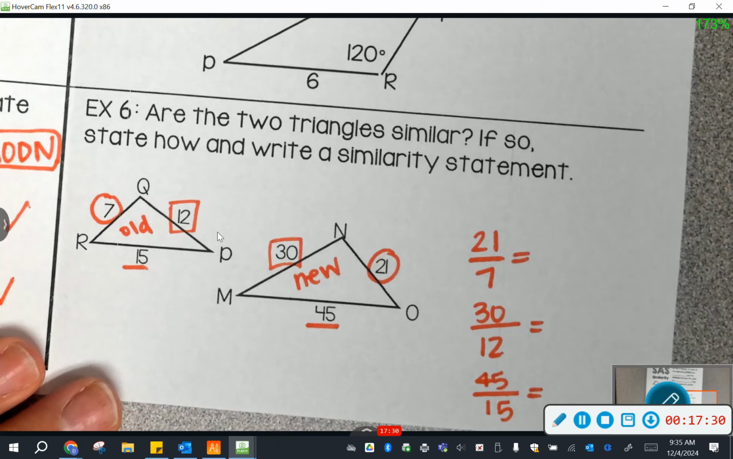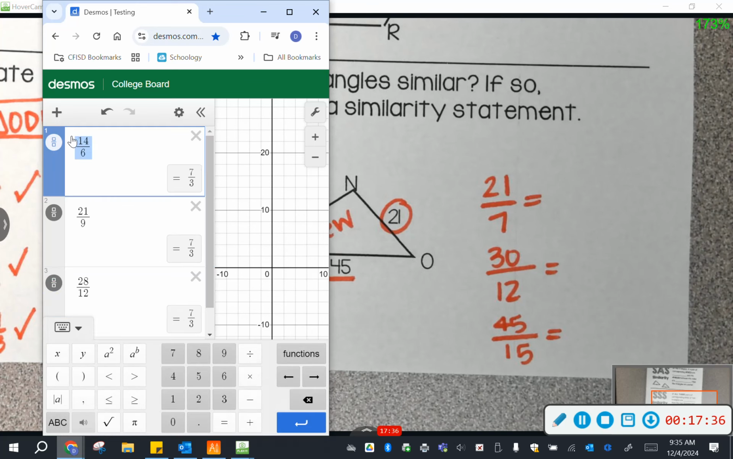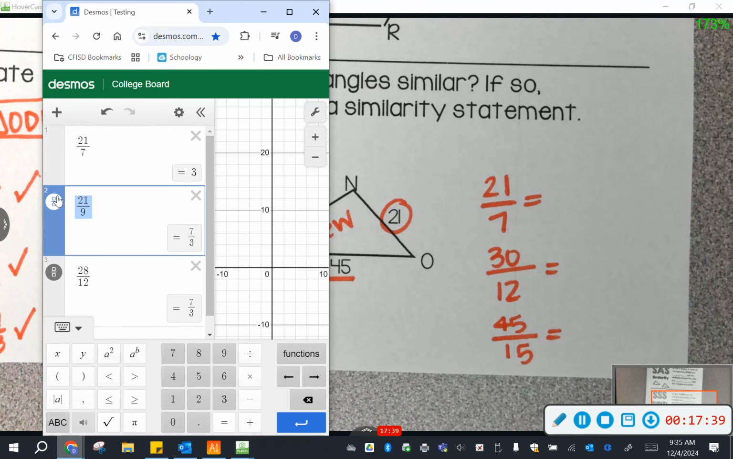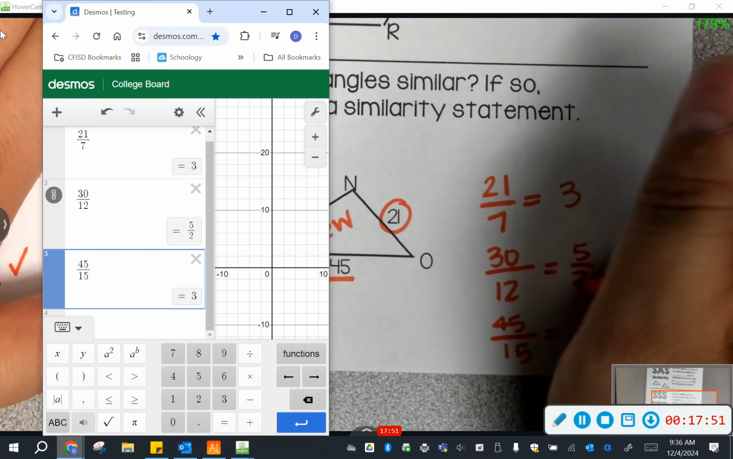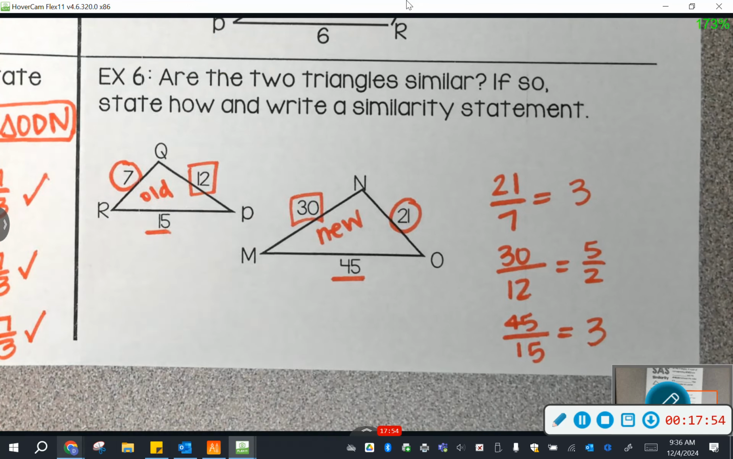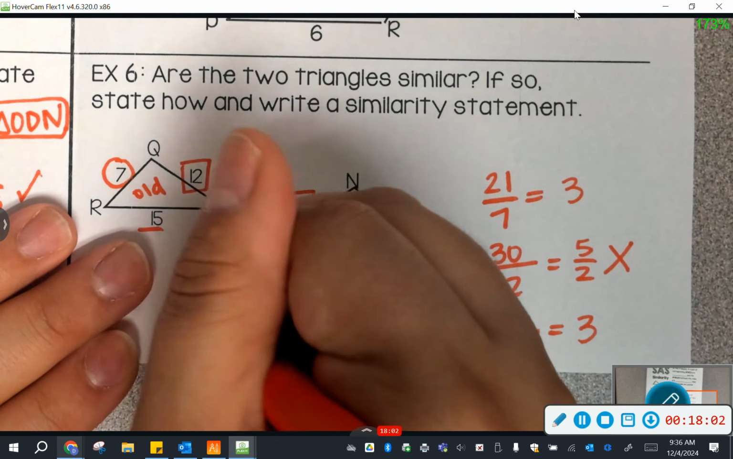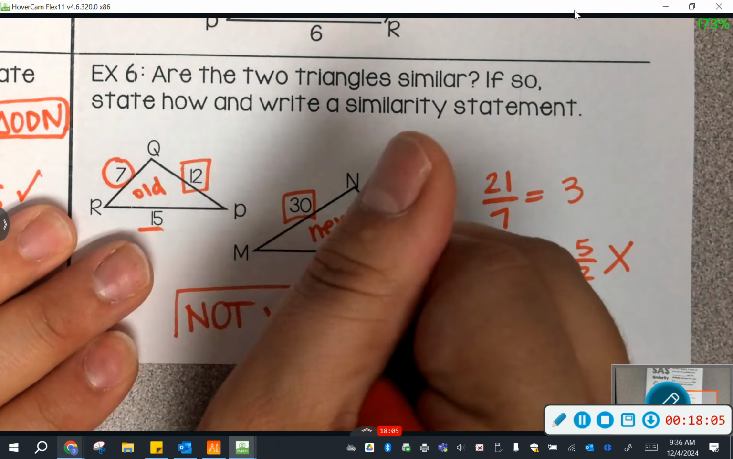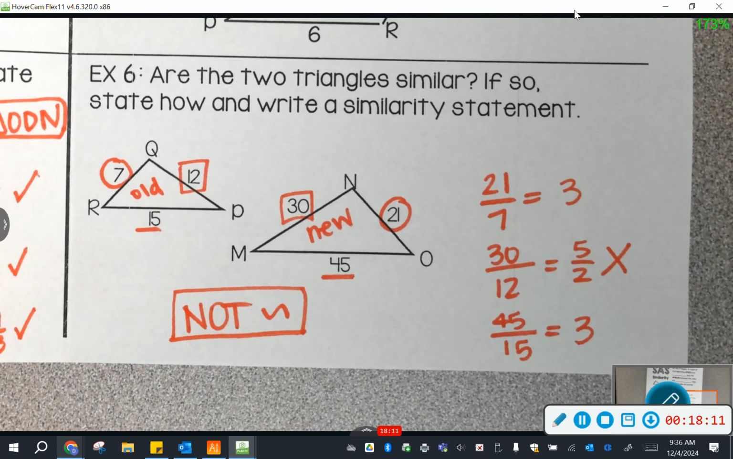When I put these in the calculator, I'm going to get 21 over 7, 30 over 12, and 45 over 15. I get 3, 5 over 2, and 3. Are these triangles similar? No. Why not? Are all of them the same? No. So are they proportional? No. So you're just going to write Not similar and be done with it. You don't have to add anything extra. Does that make sense?